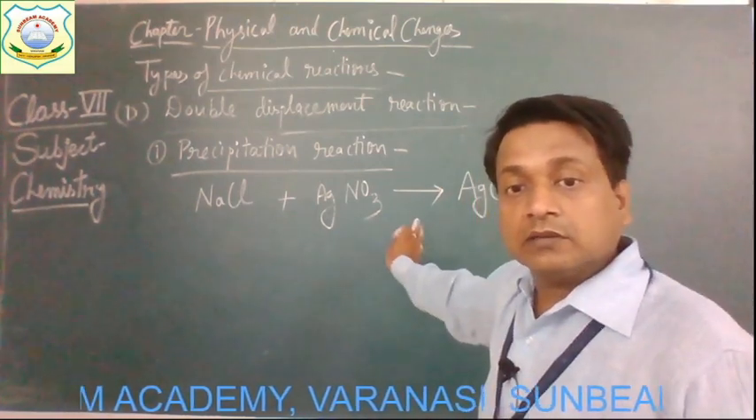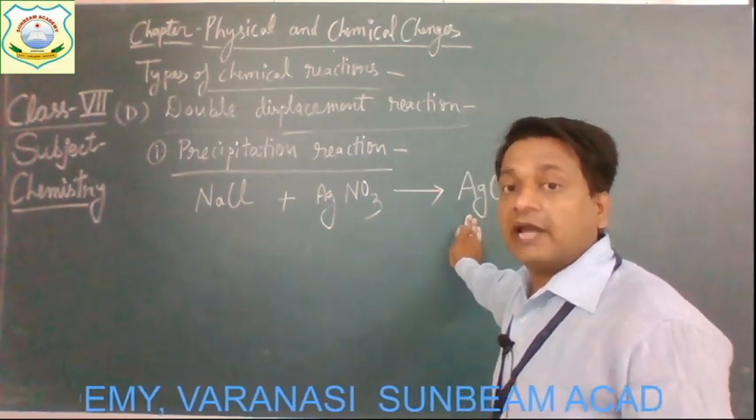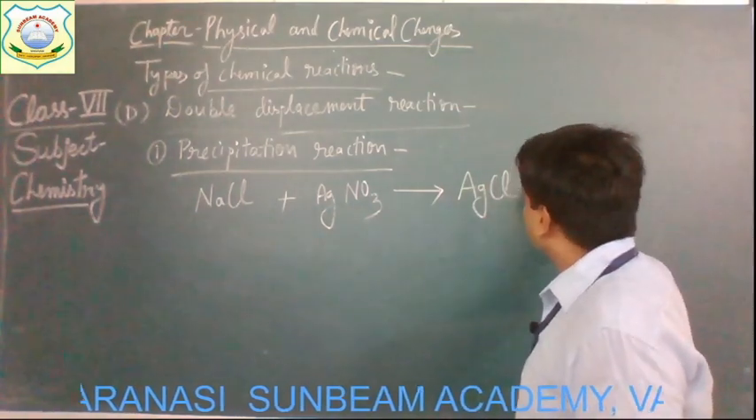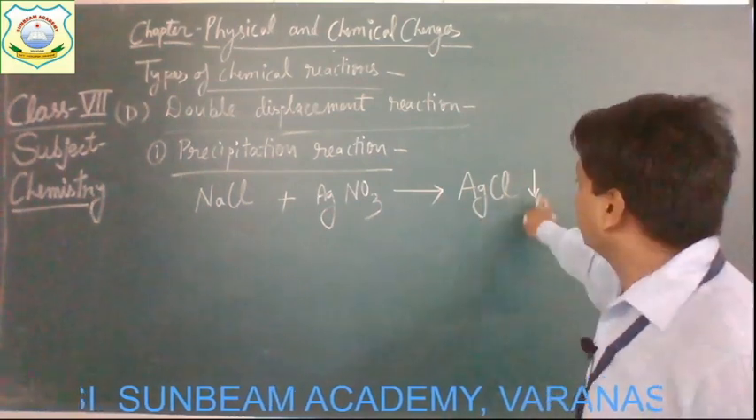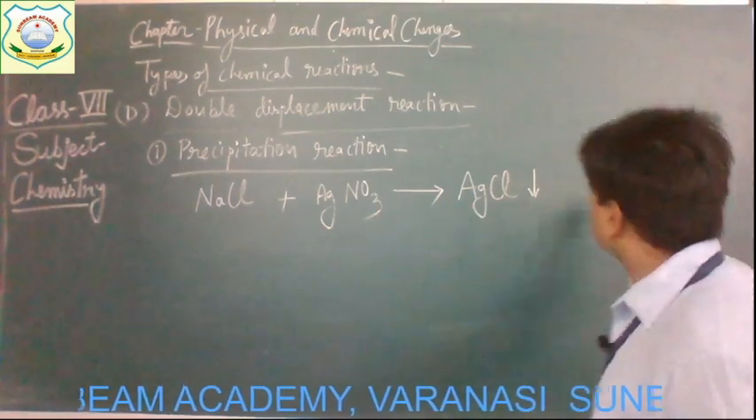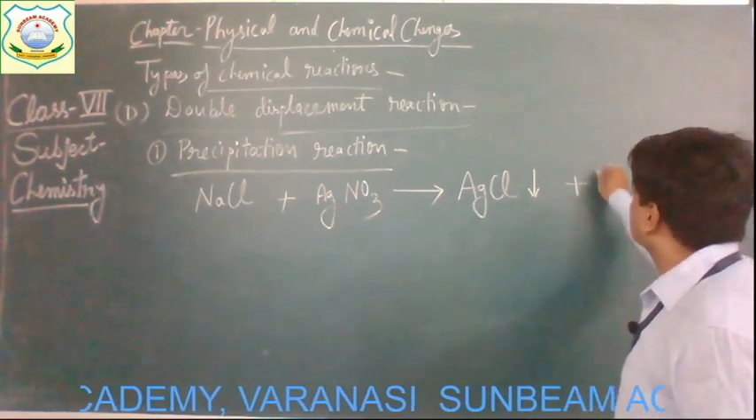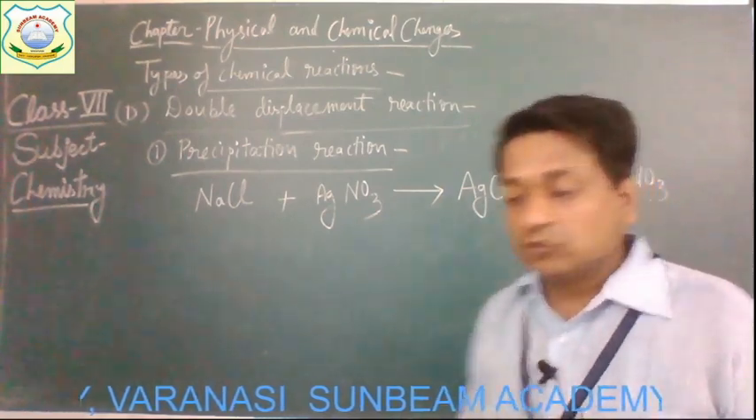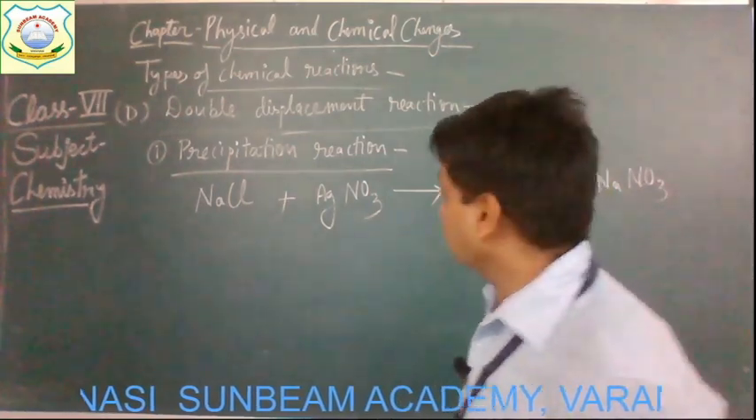Silver chloride, whose formula is AgCl, will form, and it is formed as a precipitate. Precipitates are shown by an arrow pointing downwards, so this indicates that this compound will form as a precipitate. And the second one is sodium nitrate. Children, these two new compounds will form after the precipitation reaction.